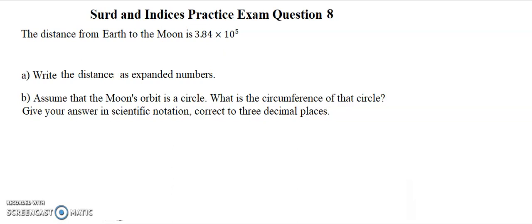Cert and Indices Practice Exam Question 8. The distance from Earth to the Moon is 3.84 times 10 to the power of 5. Write the distance as an expanded number. So the first thing we need to do is think about that our decimal is 3.84.